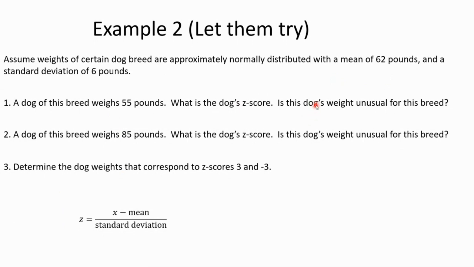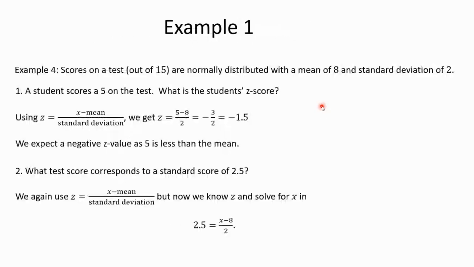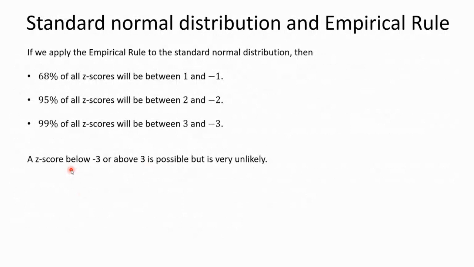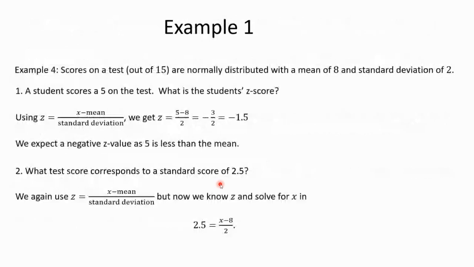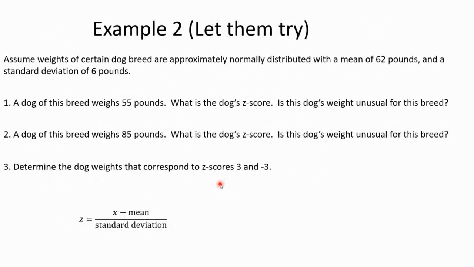Remember, for the weight to be unusual, if you went back to the empirical rule, a z-score that's below -3 or above 3 is unlikely, so unusual. So essentially, you're just seeing if the z-score is between 3 and -3. That's how you answer this part of the question.